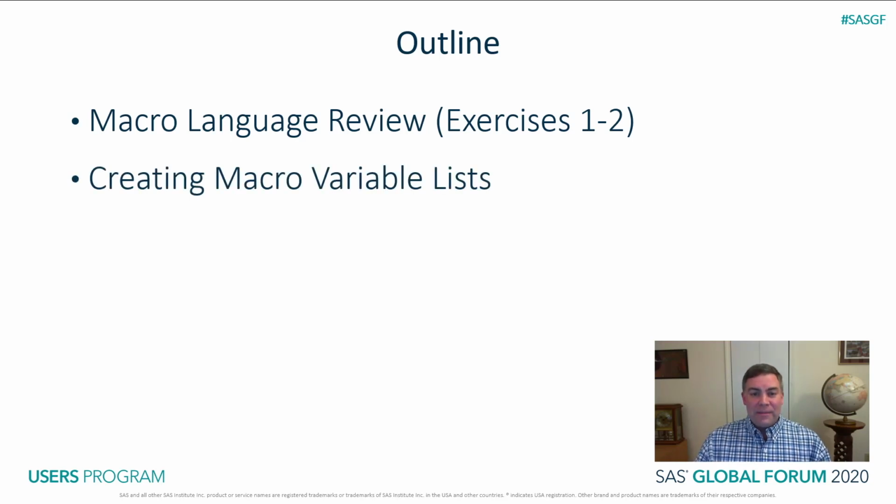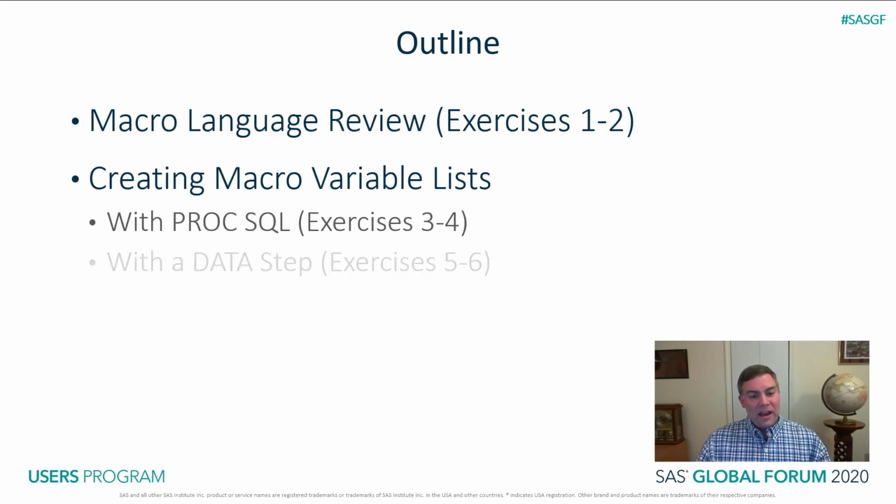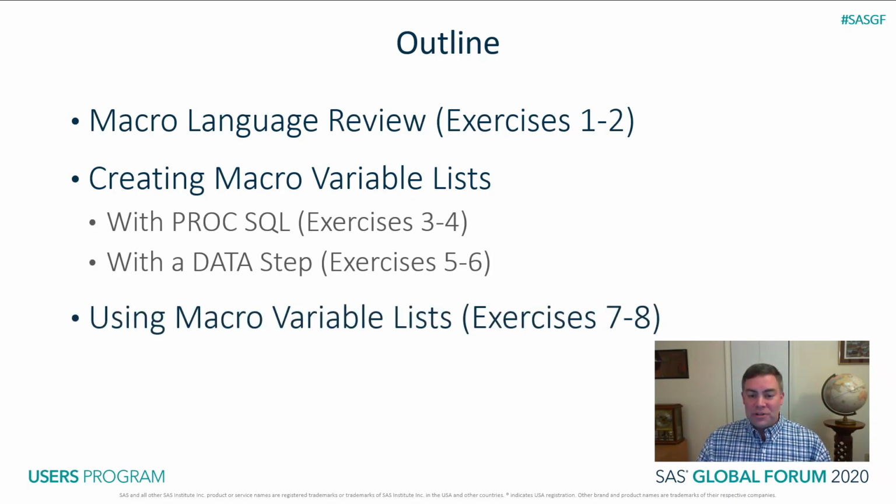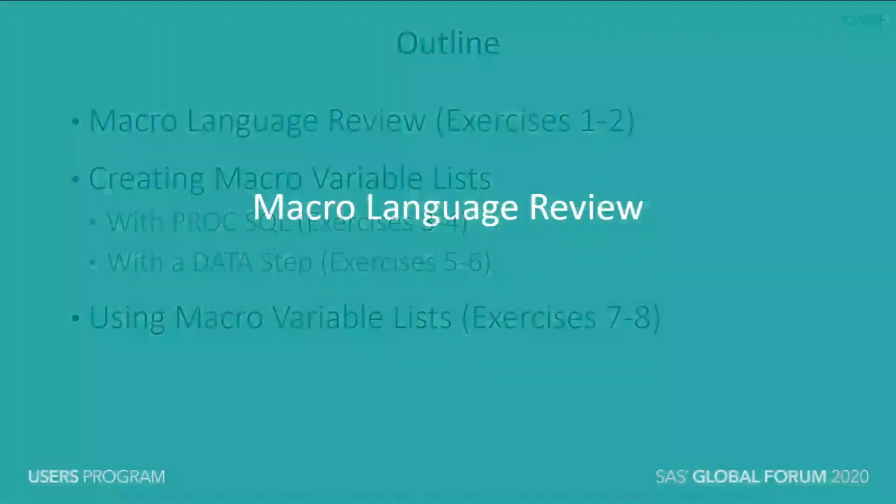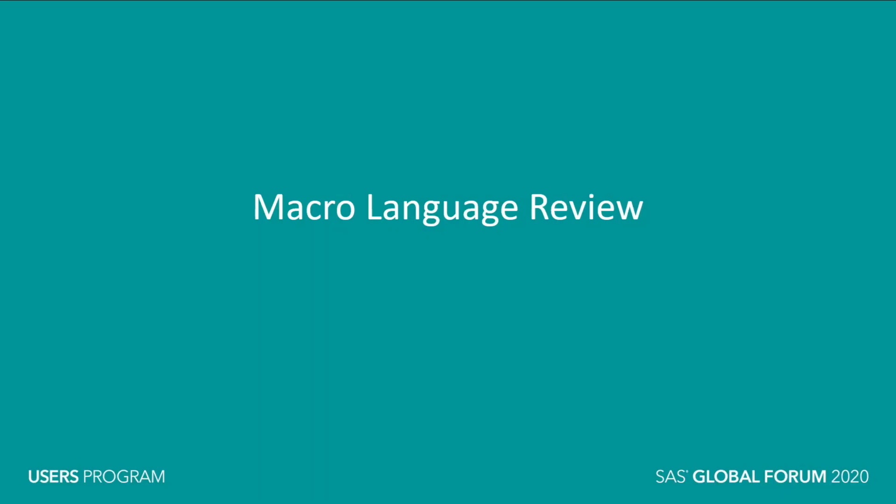Then we'll talk about creating macro variable lists, and specifically we'll talk about how to create them using PROC SQL, and we'll talk about how to create them using a data step. 2 different methods with the same outcome, and we'll talk about why you might want to use one or the other in a certain situation. And then we'll talk about actually using these macro variable lists to do something useful. And as you can see, we'll go through 8 exercises over the course of these topics. With that, let's dig into our macro language review.